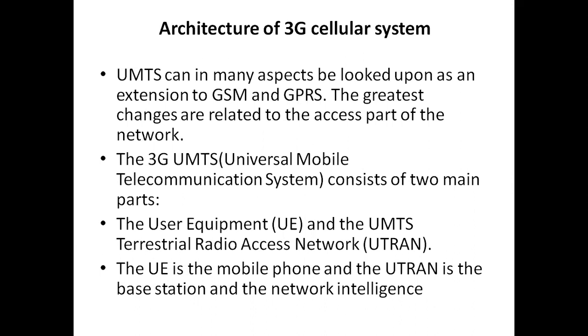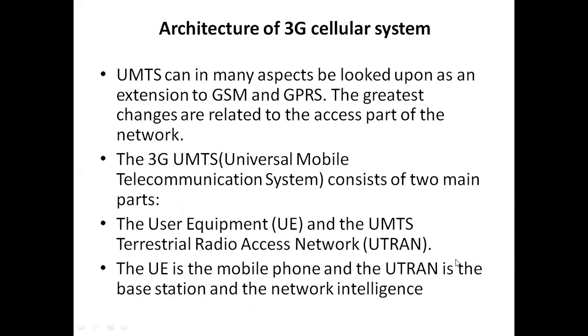So user equipment, UE, is related to the mobile station in GSM, or we can also call it our mobile phone. And the second one is UTRAN. UTRAN is the UMTS terrestrial radio access network. First one is UE, that is user equipment, and second one is UTRAN. UE is nothing but our mobile phone, and UTRAN is the base station and network intelligence.